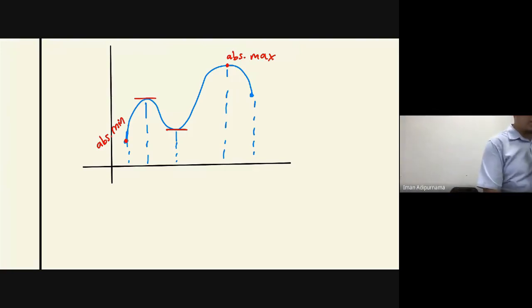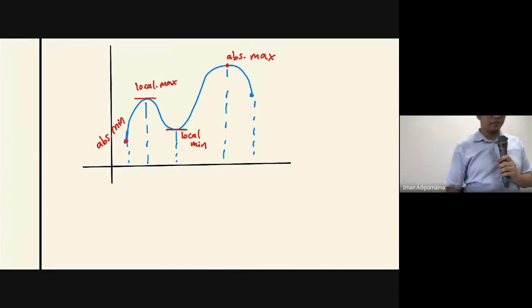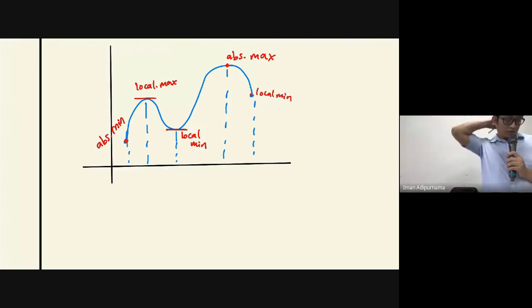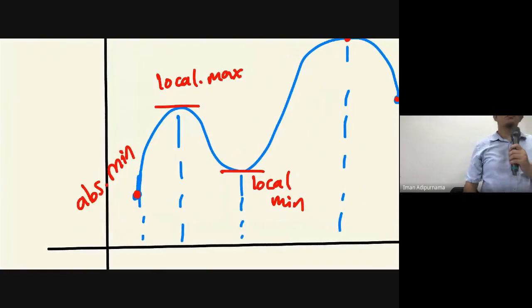Okay, and this part, the local max and local min. Okay. We can also call this local min here. Okay, so why do we call maximum and minimum? It's not only about the highest and lowest. That's the absolute maximum and minimum.